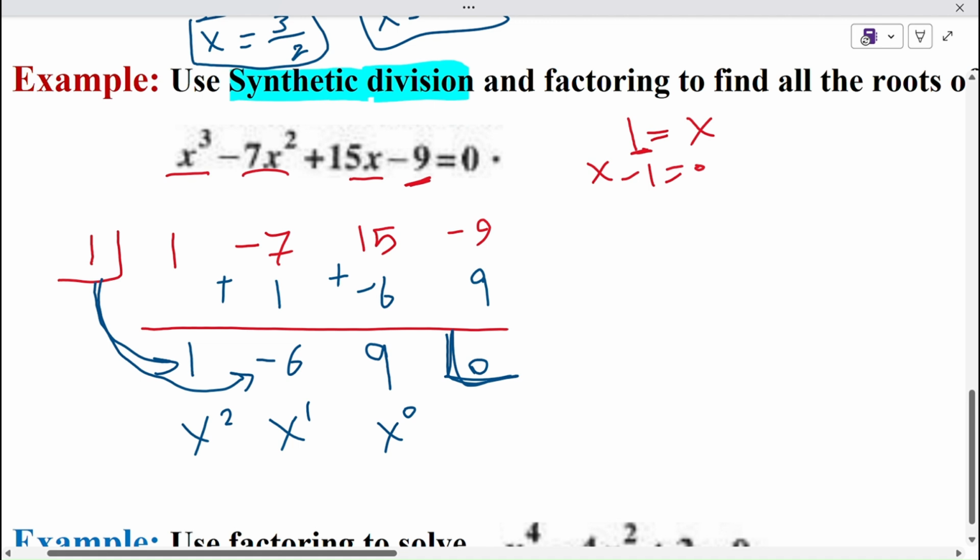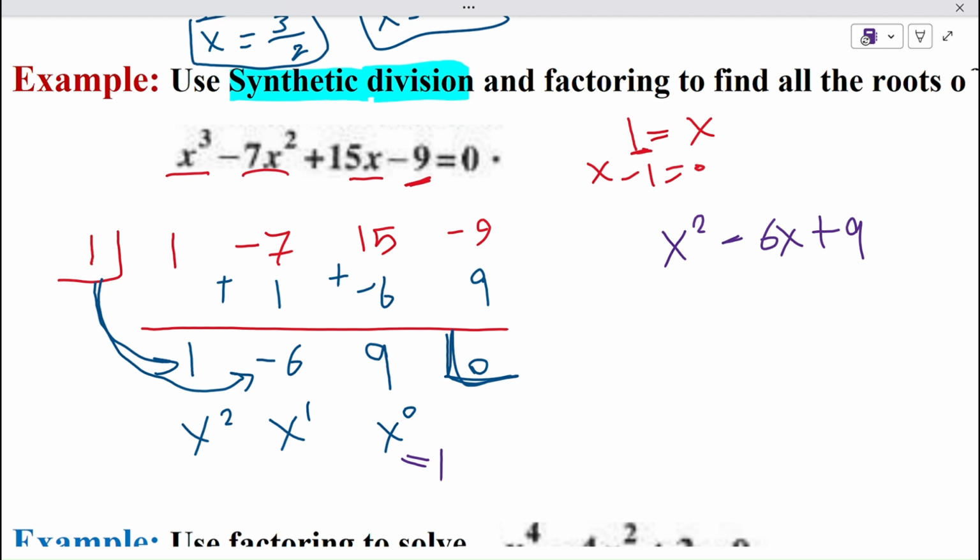Here we have x squared minus 6x plus 9. X to power 0 is equal to 1. Don't forget this. Okay, I told you 1 is one of the coefficients factors of 9. So we found this x minus 1. So this is our first polynomial, and the second one is x minus 1.